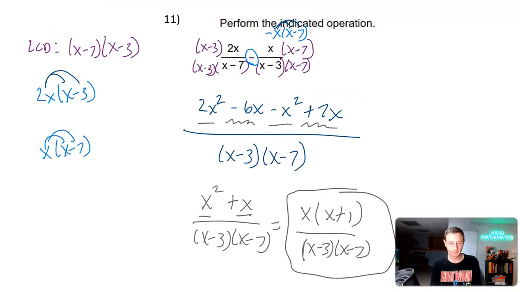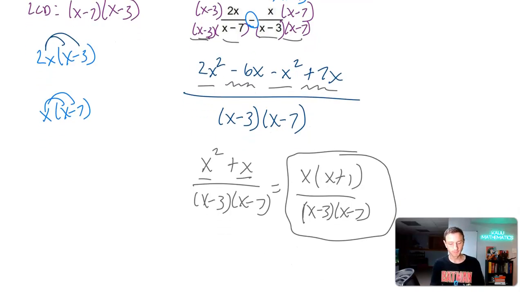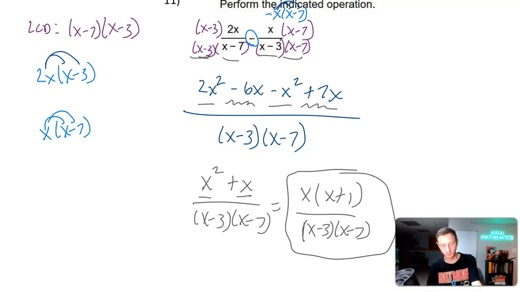And what's a little tricky is finding the LCD, but that's the key here. LCD is just making those two denominators the same. So what do they both need? This one needs the x minus 7. This one needs the x minus 3. And then you go from there. And this multiplication step is a little tricky too, especially with that minus sign there. Really easy to blow by that detail.